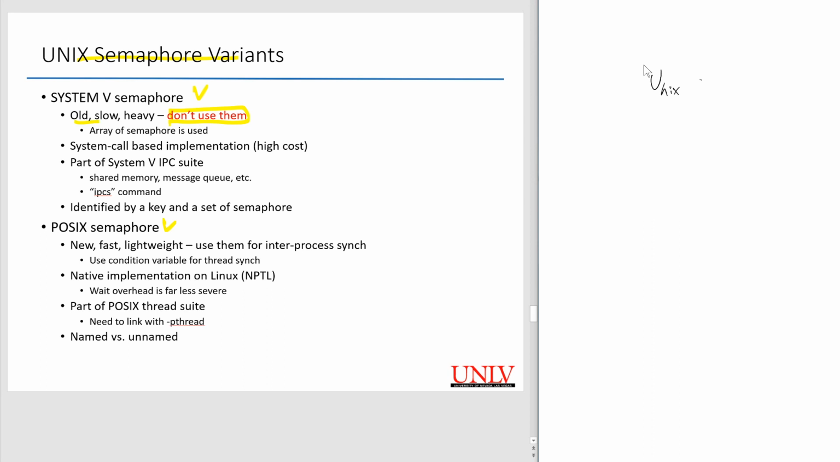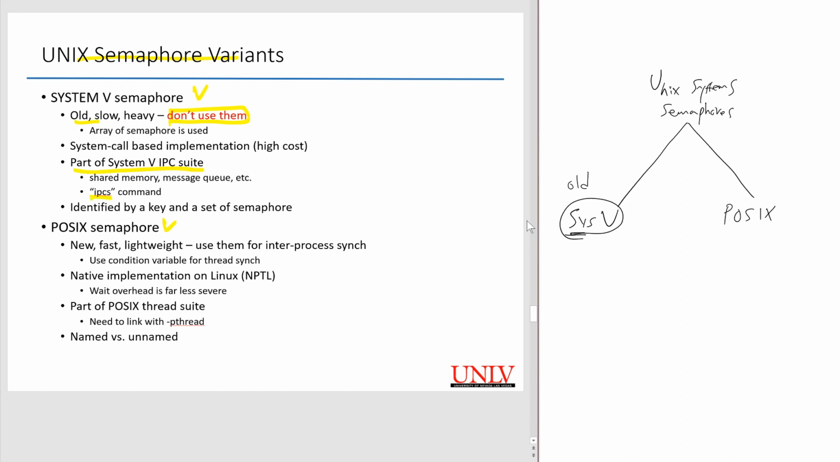In many Unix systems, semaphores are available in two different ways. One is known as the System 5 semaphore, and the other one is the POSIX semaphore. The System 5 semaphore is the old one, and it was developed even before threads. So if you're sharing memory and you want to synchronize between processes, one way to achieve that is to use a semaphore that's part of the System 5 inter-process communication suite. It's a part of the System 5 IPC suite.